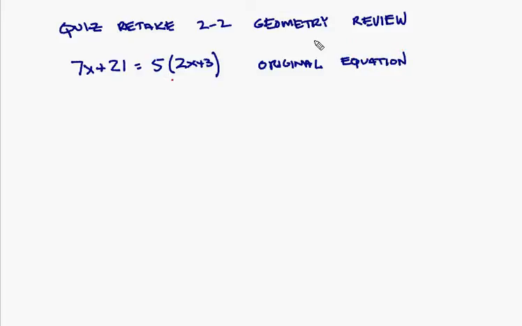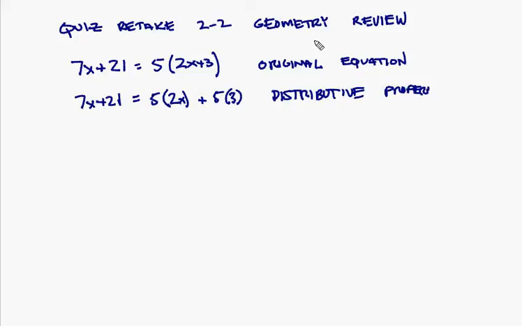next step is to eliminate the parentheses, I'm going to use distributive property. So my next step would be to go 7x plus 21 equals 5 times 2x plus 5 times 3, and the reason for that would be distributive property, which is one of the properties stated in that section. You need to have studied that to understand what property applies to what action. Alright? The next step would be to simplify.